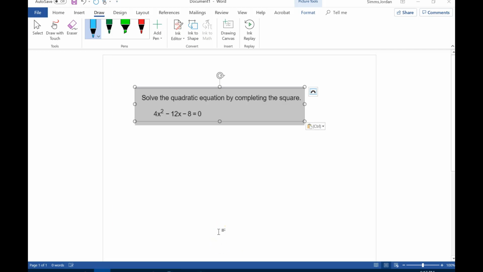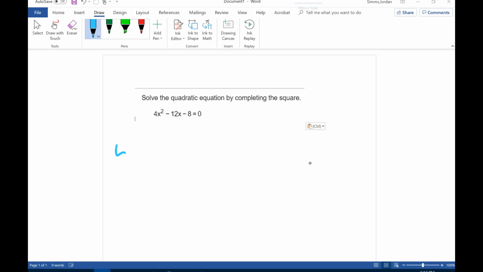Here, let's check this one out, sir. First thing we're going to do, because we have this mess going on, we have a GCF here, which is 4. So let's factor out a 4 from both sides of this, right? So it's going to give me x squared minus 3x minus 2 equal to 0.